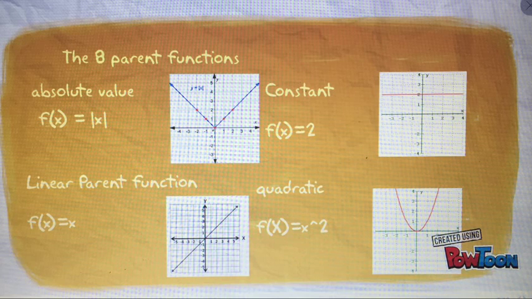To know the difference between a parent function and a modified function, check where the line passes through on the function. For example, the linear parent function has a slope of 1 over 1, so it stays like that.